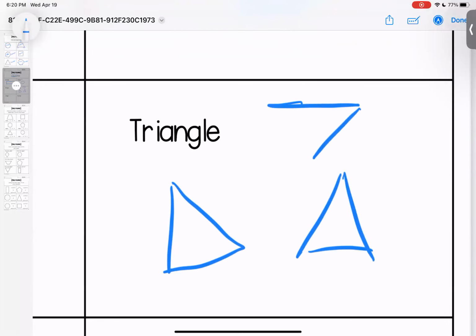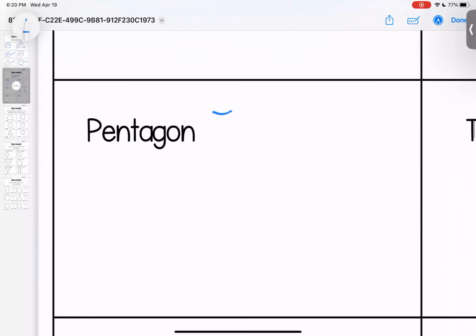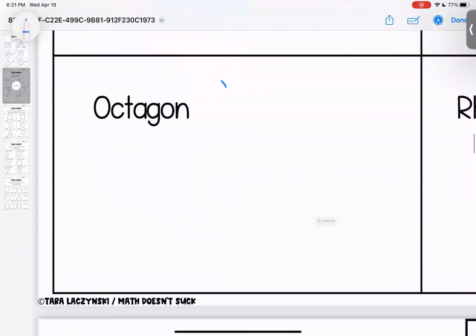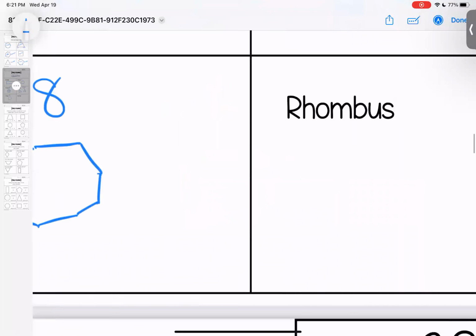Triangle, lots of options. 3 sides, 3 angles gives us a triangle. A pentagon has 5 sides. 1, 2, 3, 4, 5. I always think that a pentagon looks like a house. Always reminds me of a house. A pentagon. Octagon is going to have 8 sides. 1, 2, 3, 4, 5, 6, 7, and 8. 8-sided shape is an octagon.